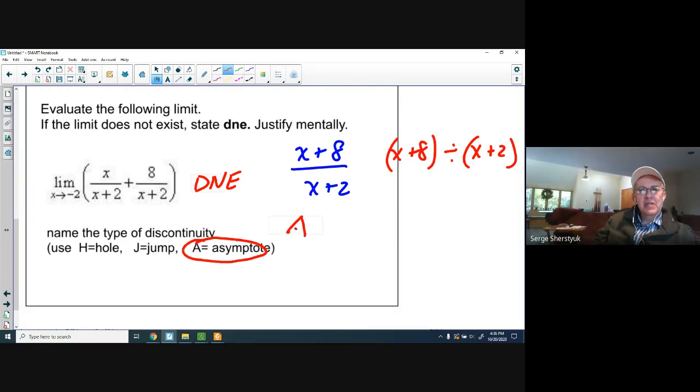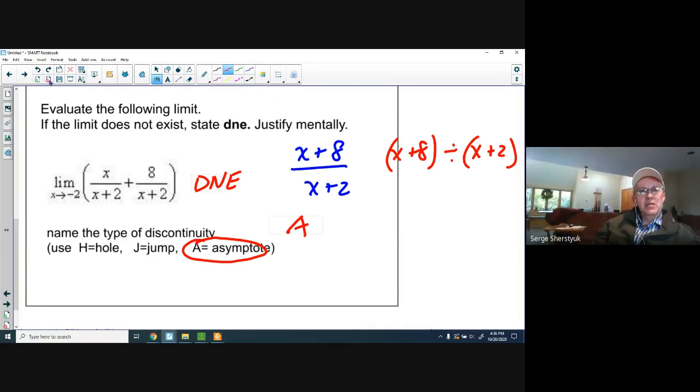So it's definitely an asymptote because there's nothing I can do. I can't cancel it. It is definitely not a jump. It's not a piecewise defined function. This is a rational function. It's continuous everywhere except where the denominator is 0.